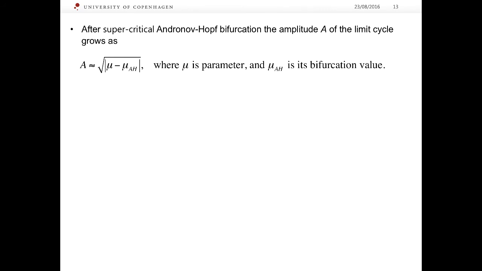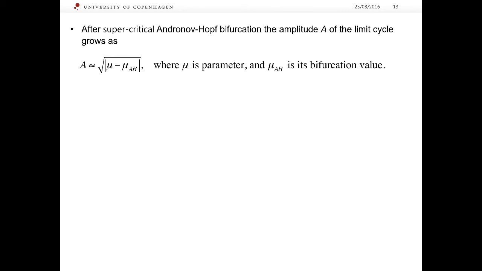However, I would like to show that the linear stability analysis can also give us some quantitative estimates of the behavior of the system. Consider Andronov-Hopf bifurcation, as a result of which the limit cycle is born. Initially, the limit cycle is very small. At the bifurcation point, it has size 0. But when the control parameter exceeds its bifurcation value, the limit cycle grows, so its amplitude grows. How exactly is this amplitude growing when the control parameter is changing?